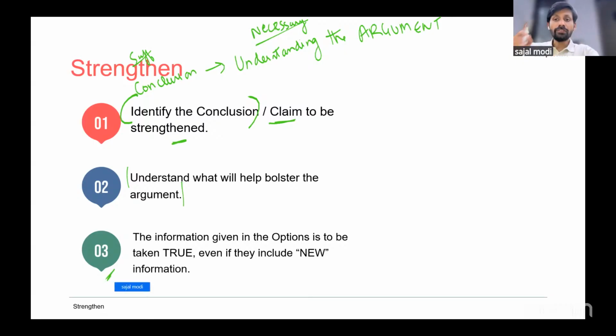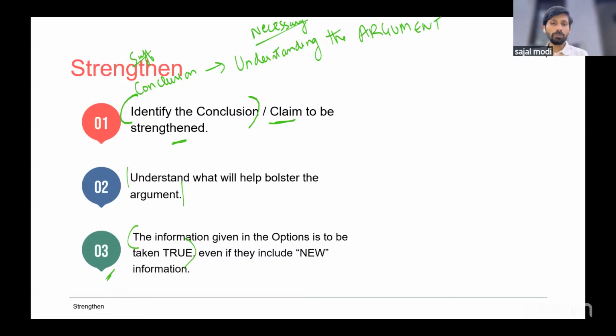Third, the information given in the options has to be taken as true. So if I'm attempting a strengthen question, I can't say that this option is not getting inferred from the passage, because it is not an inference question. Or let's say this option is not very consistent with the information in the passage, right? We are not actually doing that. We aren't doing any inference question. We aren't doing a central idea question where it has to follow from the passage or get full support from the passage. We aren't doing that question, right?